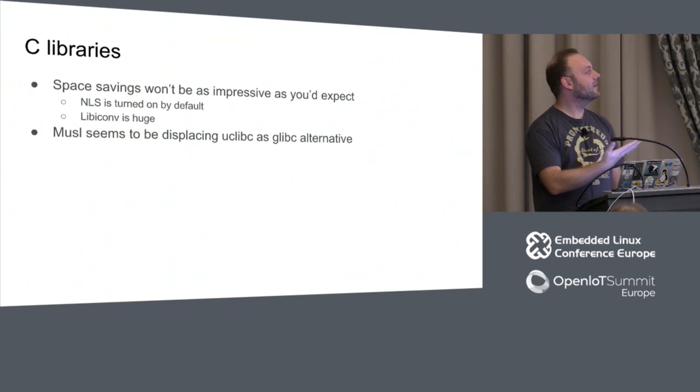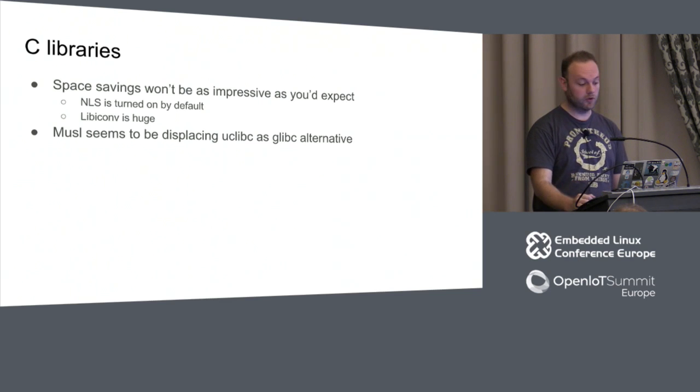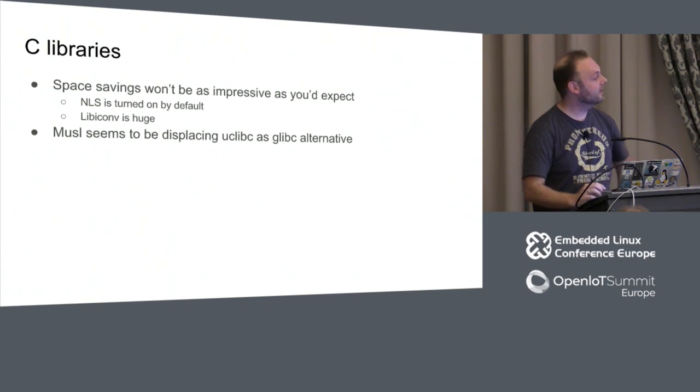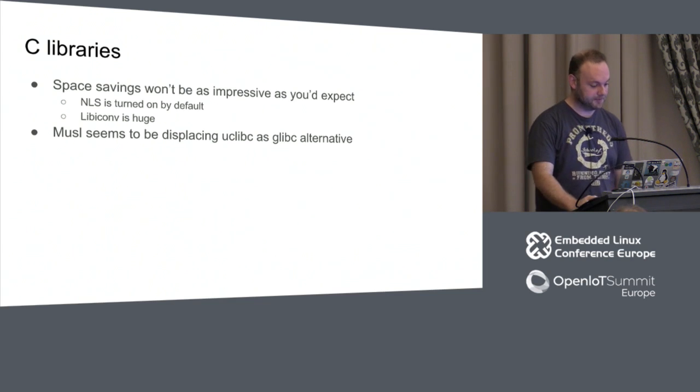So like I said, in the uclibc case, people would say it's a lot smaller, but in a default configuration in OE, it wasn't. NLS was turned on by default, and libiconv was included, and musl seems to be displacing it. As Richard had just said, it has actually displaced it. So, good. Now to the part that I actually want.